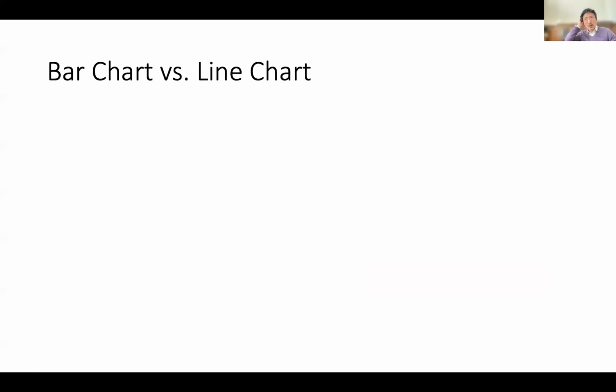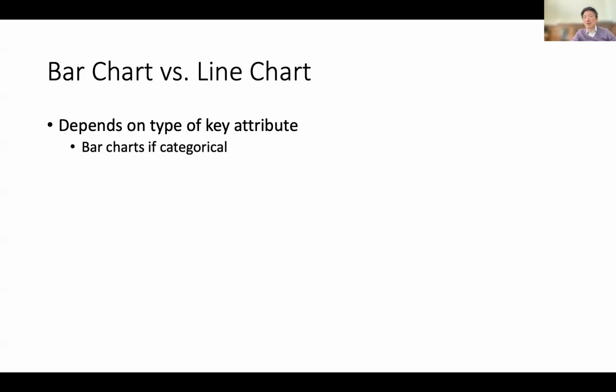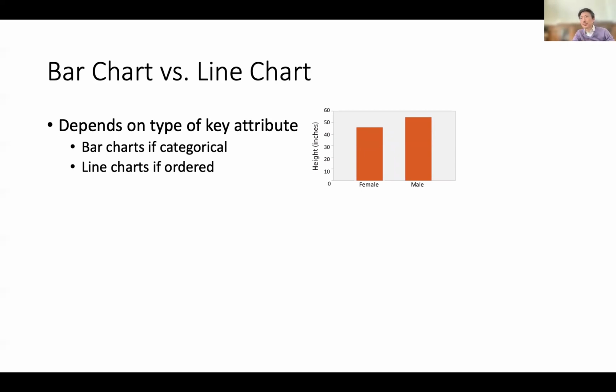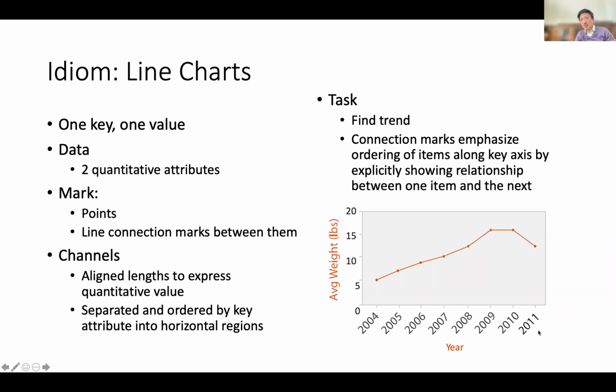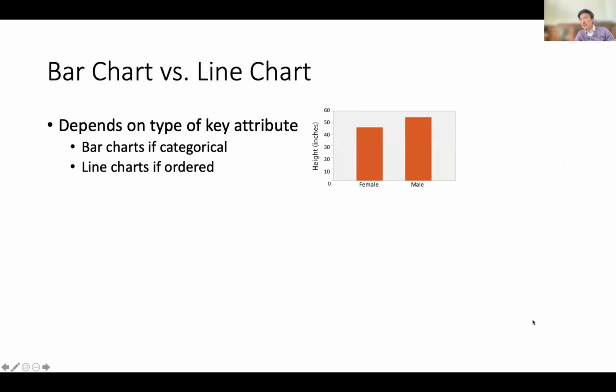Okay, as I mentioned before, there's quite a bit of similarity between the bar chart and the line chart. So when to use which? First, it depends on the type of the key attribute. You use a bar chart if the key is categorical, like the animal name, or in this case, either male or female. And if it's ordered or quantitative, then you use a line chart. So something like this shows the average height across different years of age. This is an ordered or quantitative key, and you can see change over time, so you use a line chart.